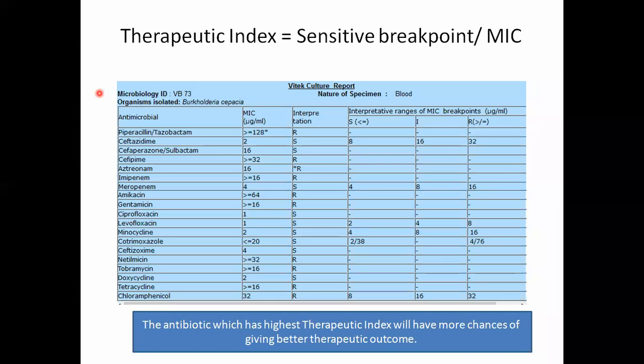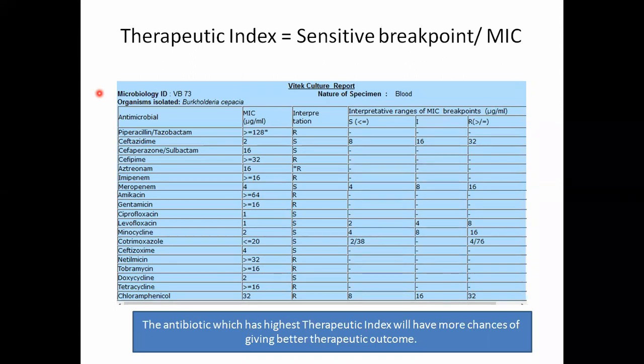Through various techniques, I won't go deep into that. If your microbiologist gives only the MIC, you can open the EUCAST and CLSI websites. You can search these breakpoints for yourself, and you can choose the antibiotic which has the highest therapeutic index. The sensitive breakpoint by MIC is the therapeutic index. If you have a higher therapeutic index, you will choose that antibiotic over the others.